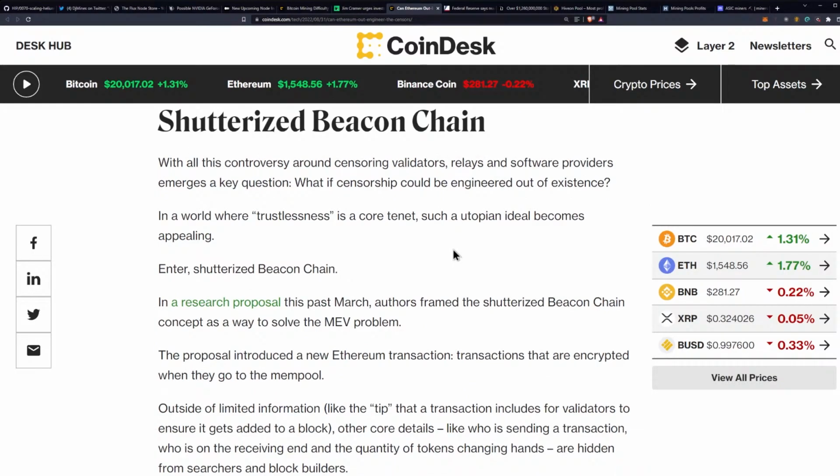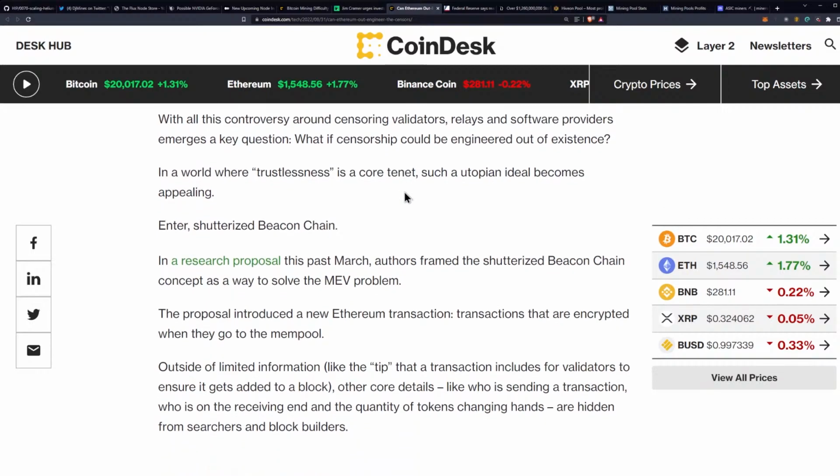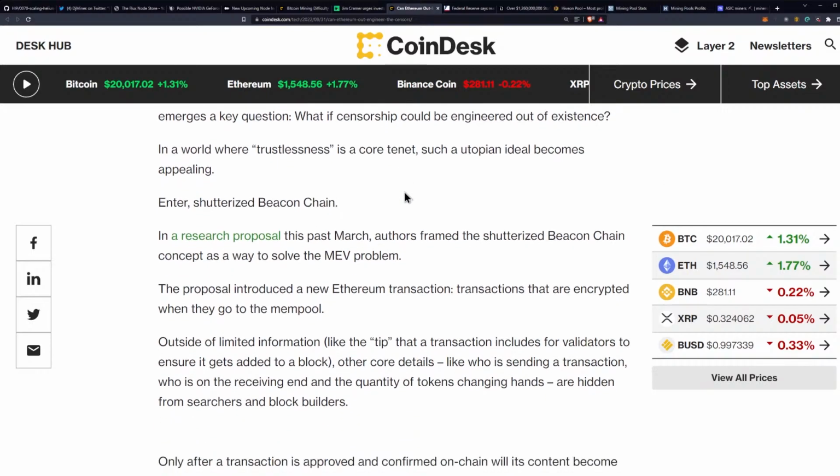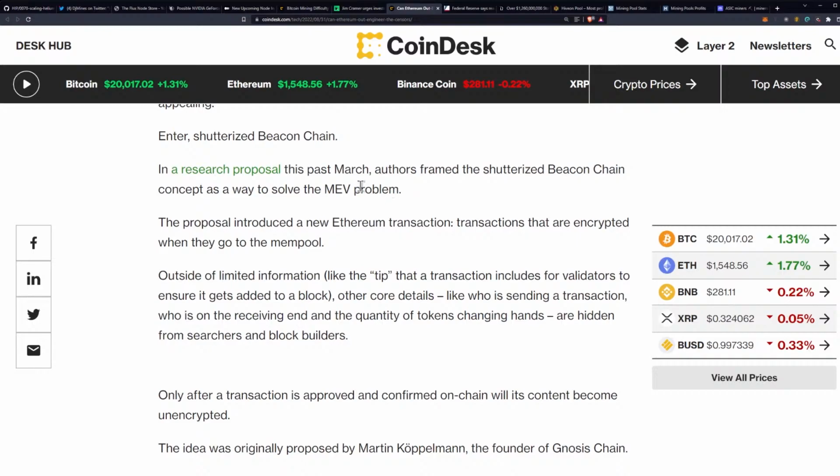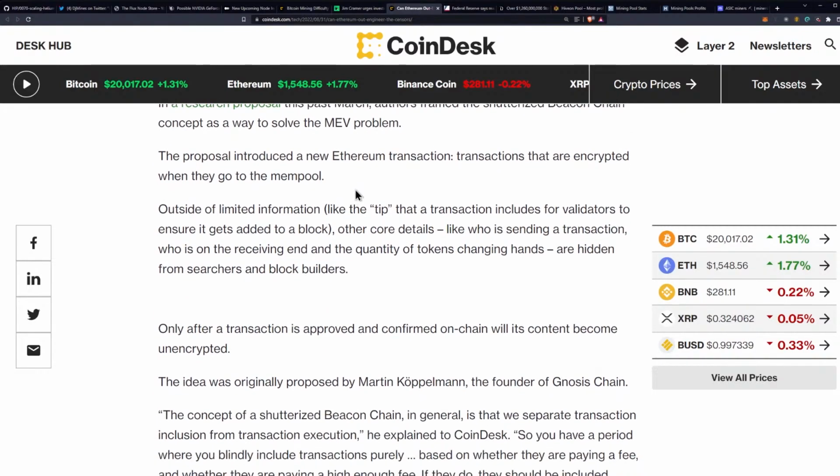With all this controversy around censoring validators, relays, and software providers emerges a key question. What if censorship could be engineered out of existence? In a world where trustlessness is a core tenet, such a utopian ideal becomes appealing. Enter the Shutterized beacon chain. In a research proposal this past March, authors framed the Shutterized beacon chain concept as a way to solve the MEV problem.